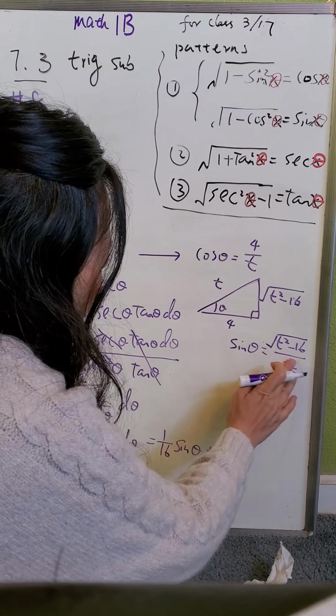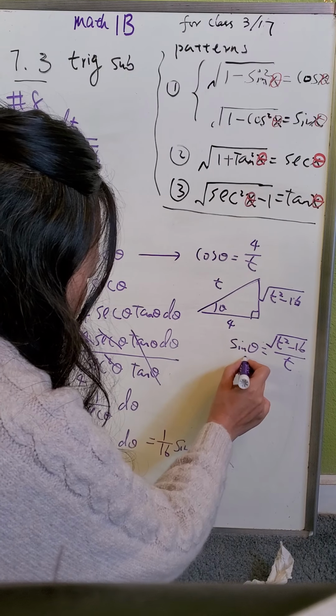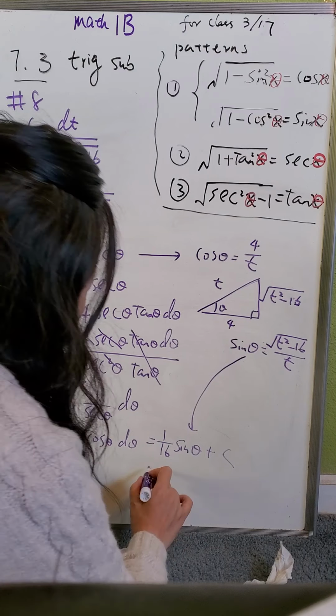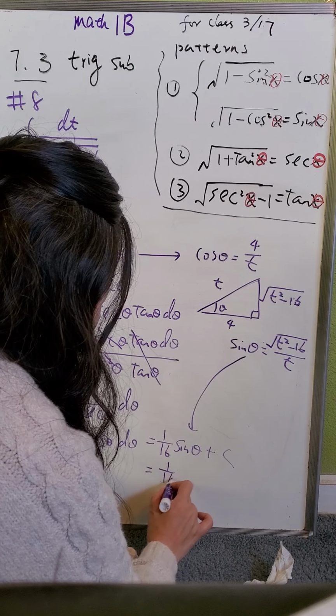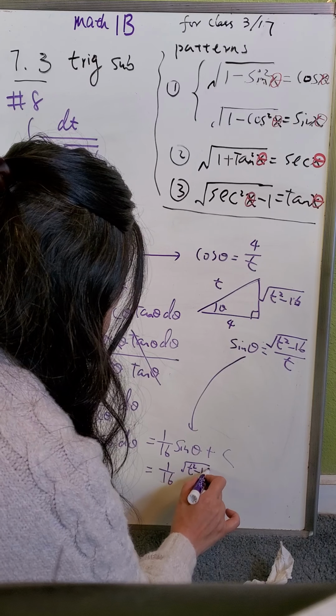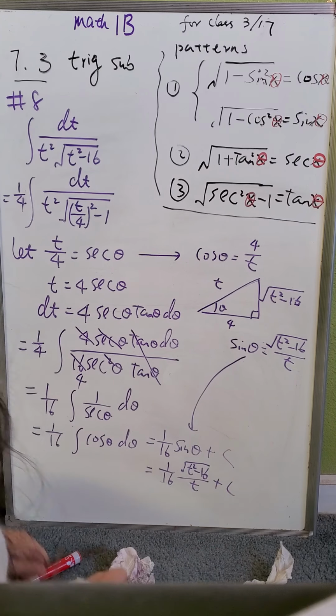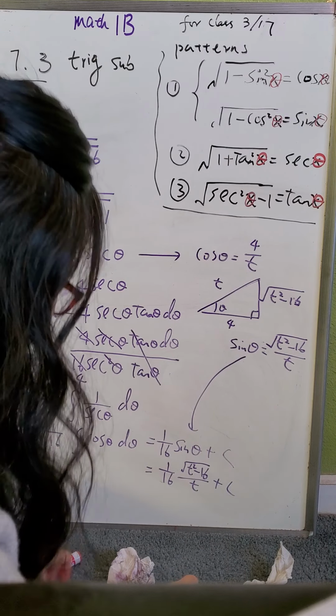Oh, over 4 over t. And you put this one in here. Okay. So your final answer is 1 over 16 t squared minus 16 over t and then plus c. So that's your final answer. Okay, that's how you do the problem.